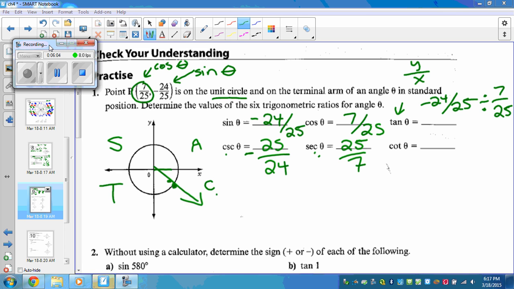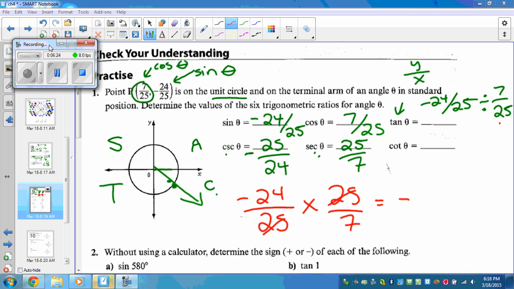Okay, fraction rules. When you divide a fraction, you really multiply by its reciprocal. So we have negative 24/25, and we're going to multiply by the reciprocal. These 25s are going to cancel each other out. I'm simply left with negative 24/7. And that's looking okay because only cos and secant can be positive. Cotangent is simply the reciprocal of tangent, so this is going to be negative 7/24.